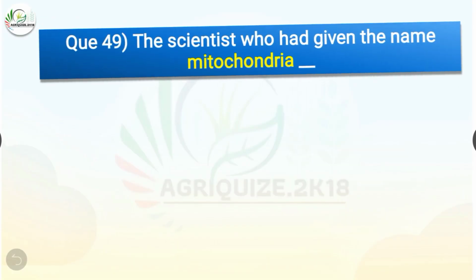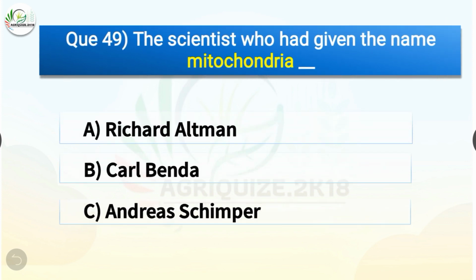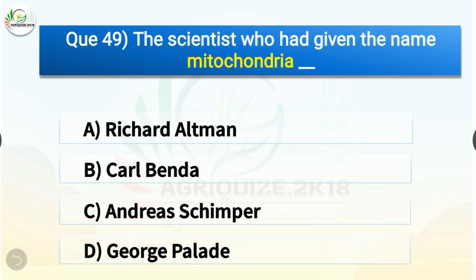Question number 49. The scientist who had given the name mitochondria, and the correct answer is option B, Carl Benda. So the scientist who had given the name mitochondria was Carl Benda.